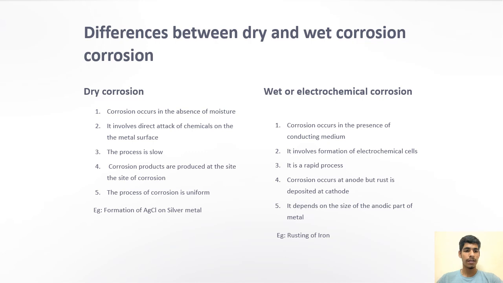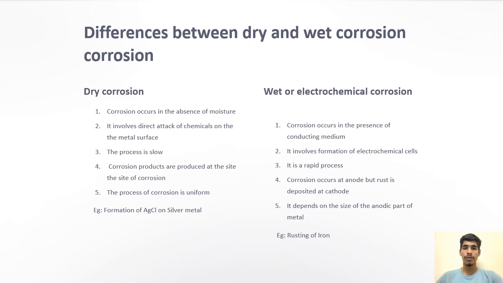That's why in dry corrosion, corrosion products are produced at the site of corrosion. But in wet corrosion, corrosion occurs at the anode, but the rust is deposited at the cathode. The process of corrosion is uniform in dry corrosion, but it depends upon the size and anodic part of the metal in wet corrosion.